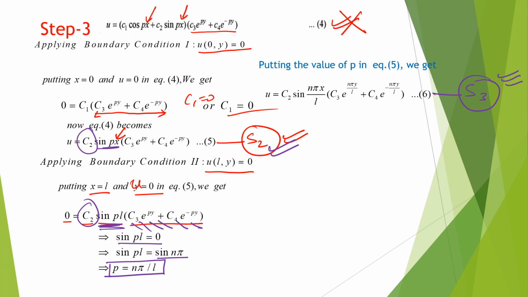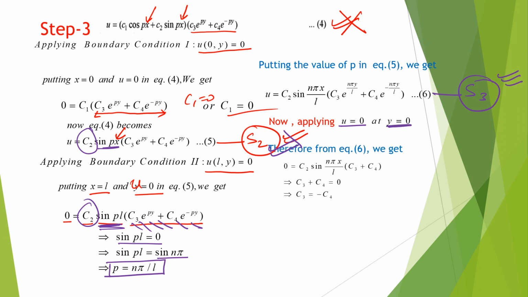Now all the boundary conditions and values we will substitute over here in S3. Now you have to neglect the previous solution. Now applying the third condition, u is 0 when y is 0. We substitute: u is 0, c2 is same, sin n pi x by L is same, c3 plus c4.